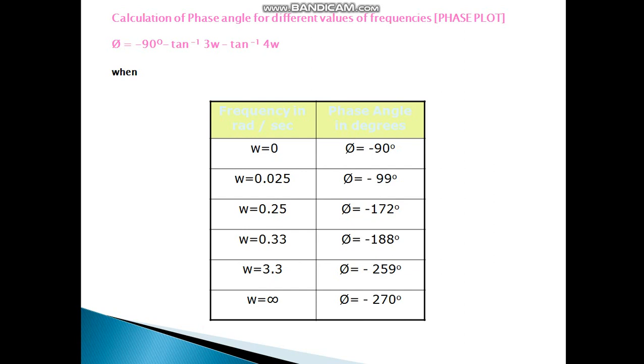Next, calculation of the phase angle at different values of the frequency, that is represented as the phase plot. So we have to draw the frequency and the phase. Omega equal to 0 means the phi value will be minus 90, and omega equal to 0.025 means the phi value will be minus 99. In the same way we have to find the phi value with respect to the omega.